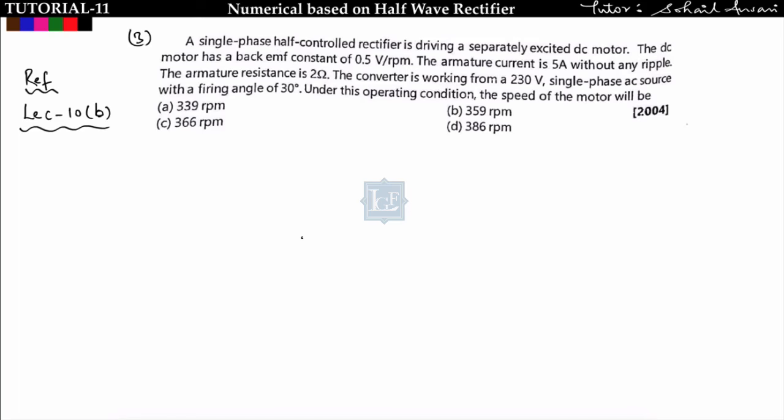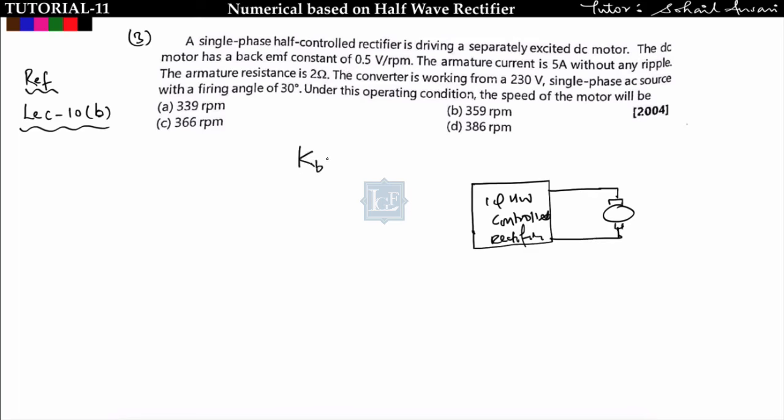See the next problem. A single phase half wave controlled rectifier is driving a separately excited DC motor. Let us see, this is the single phase half wave controlled rectifier, and it is driving the DC motor. So the DC motor will look like this. The DC motor has a back EMF constant, denoted as KB, that is given as 0.5 volt per RPM. The armature current is 5 ampere, this is 5 ampere armature current without any ripple. Armature resistance is 2 ohm. Here the armature resistance is 2 ohm.